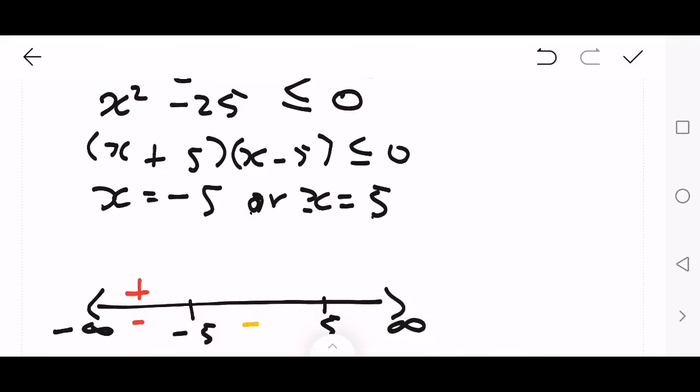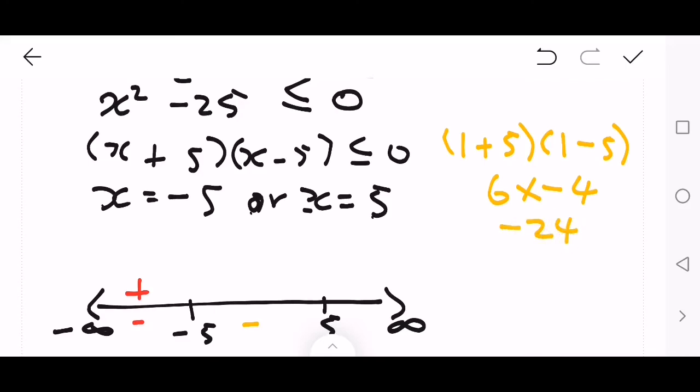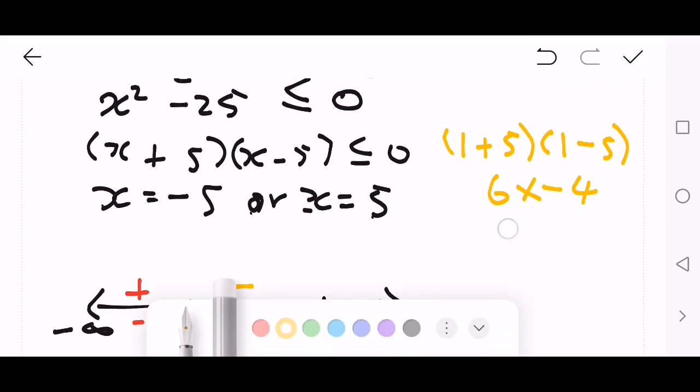Now a number from the middle section, so we can take a 1. So 1 plus 5 and 1 minus 5. So we'll have a 6 multiplied by 1 minus 5, which is minus 4, and our answer would be minus 24. So here we have a negative.